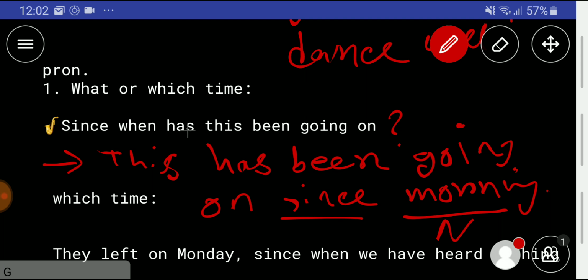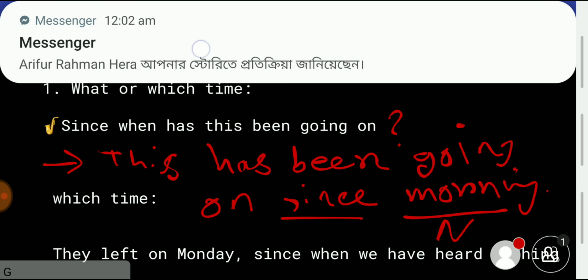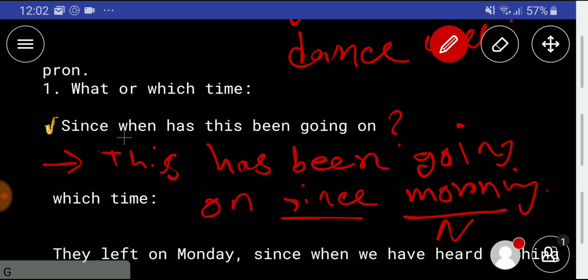Okay, look at this sentence here. Since when has this been going on? Look at here. After "since," we are getting "when," right? This "when" is a pronoun because this is indicating a time. Look at here. Since here, this "when" may indicate the noun morning, right? So "when" is indicating or replacing a noun.